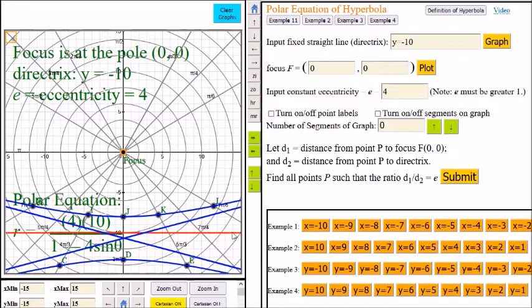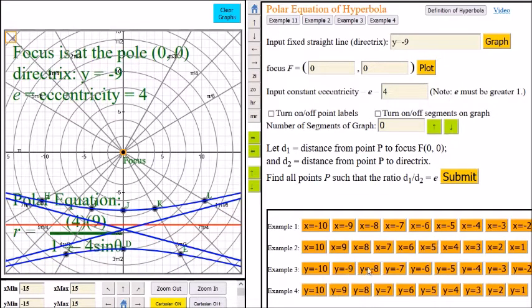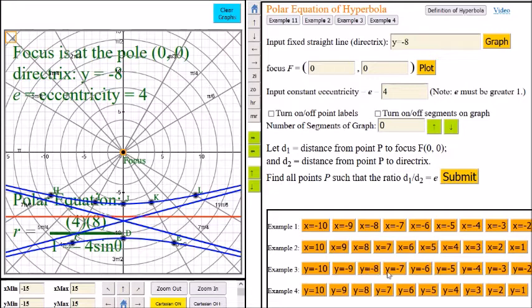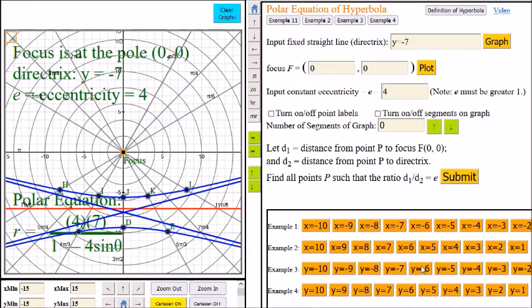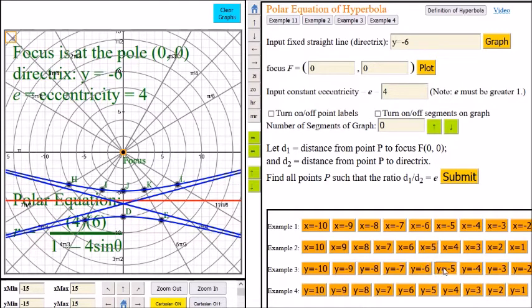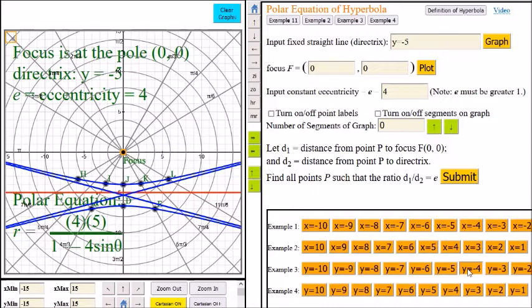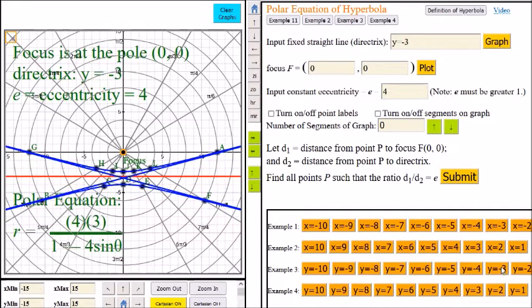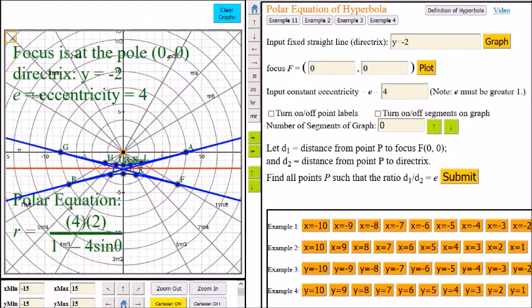And then we have the type where the directrix is below the pole. If it's below, then it's going to be the type that's 1 minus eccentricity times the sine of theta. And again, the top is going to be just the eccentricity times the directrix number, the number coming from the directrix. Take the absolute value of this number. Here is directrix y equal to negative 9, negative 8, negative 7, negative 6, negative 5, negative 4, negative 3, negative 2, negative 1.